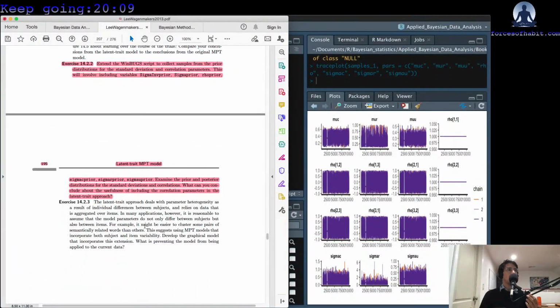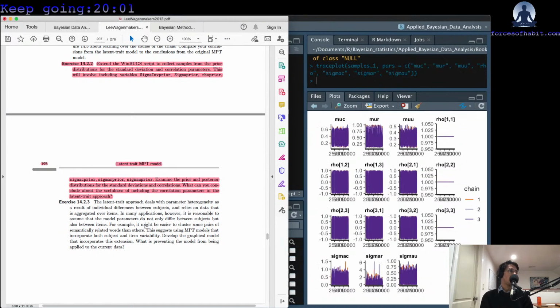Latent trait approach deals with parameter heterogeneity as a result of individual differences between subjects and relies on data that is aggregated over items. In many applications, however, it's reasonable to assume that models do not differ between subjects but also between items. For example, it might be easier to cluster some pairs of semantically related words than others. This suggests it's a multinomial processing trees model that incorporates both subjects and item variability.